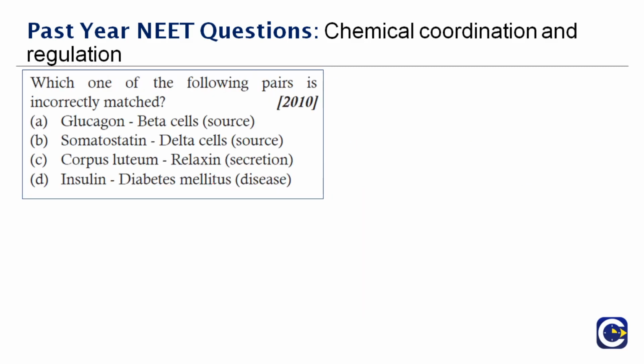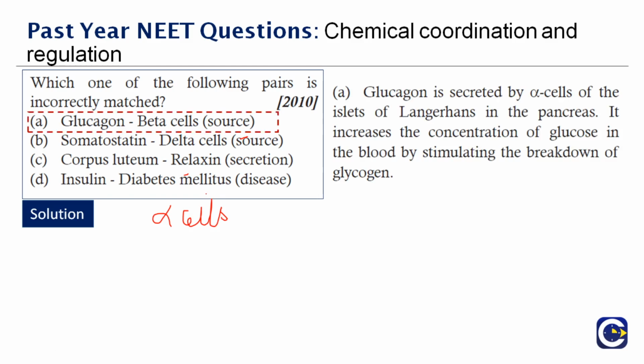Next question. Which one of the following pairs is incorrectly matched? The very first itself is incorrectly matched, right? Yeah, glucagon is not from beta cells. Glucagon is from the alpha cells of the islets of Langerhans in the pancreas. It increases the concentration of glucose in the blood by stimulating the breakdown of glycogen. Therefore, the one which is incorrectly matched here is option A.